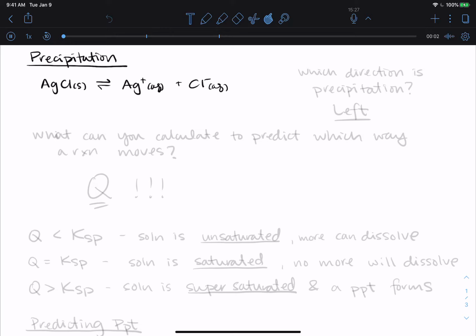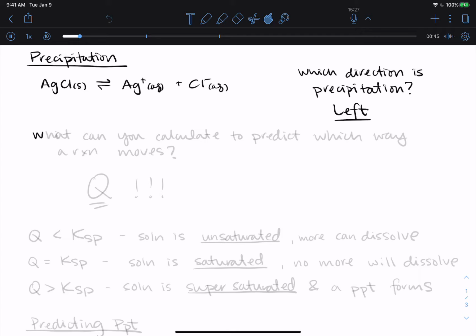So this video will be all about precipitation, and we have our silver chloride reaction to look at to begin with. So our not soluble salt in equilibrium with its ions. And my first question for you is, which direction represents precipitation? Okay, hopefully you see that it is going to the left, right? The reaction going to the right is going into solution, to the left is out of solution. Precipitation is when a solid forms out of the solution. So to the left is precipitation.